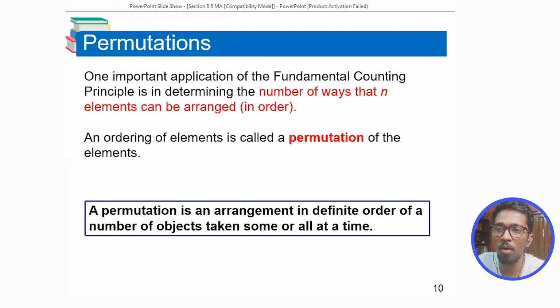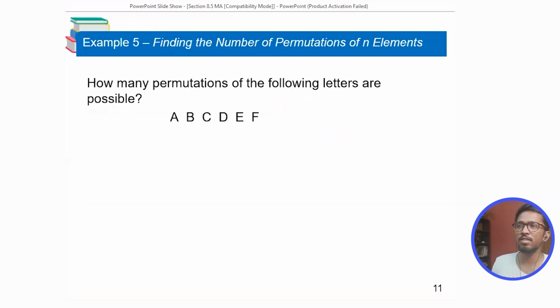So in a permutation problem, how can we solve it? Let's take one example here: finding the number of permutations of n elements. How many permutations, or how many arrangements, since permutation is nothing but arrangements? How many permutations of the following letters are possible? We have 6 letters here: A, B, C, D, E, F. Now, how many ways can we arrange these 6 letters?